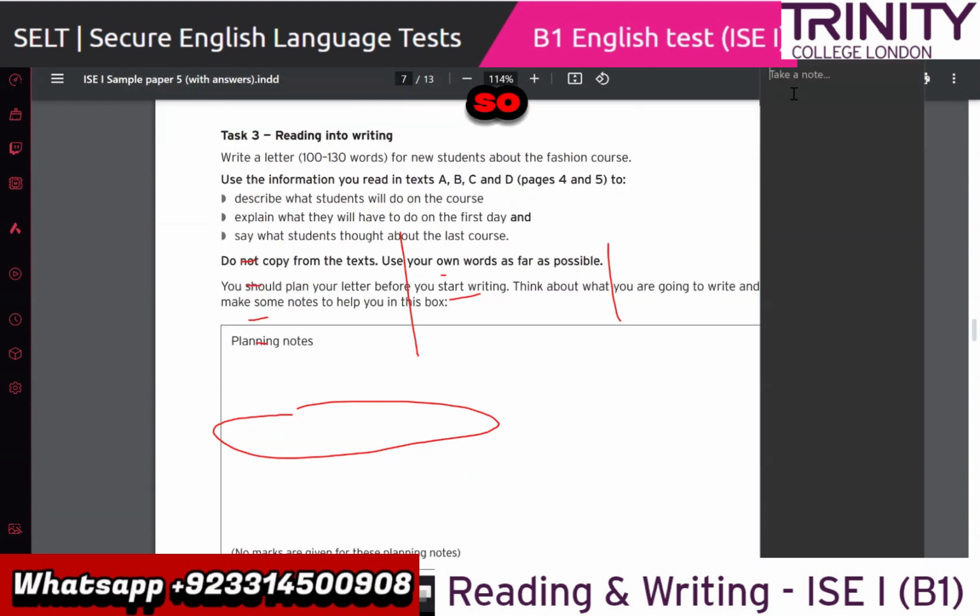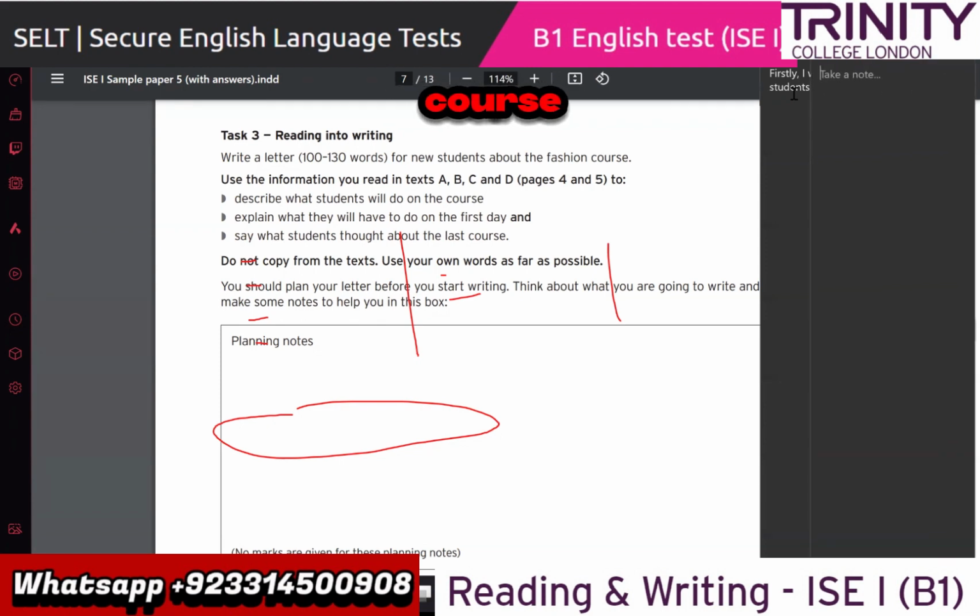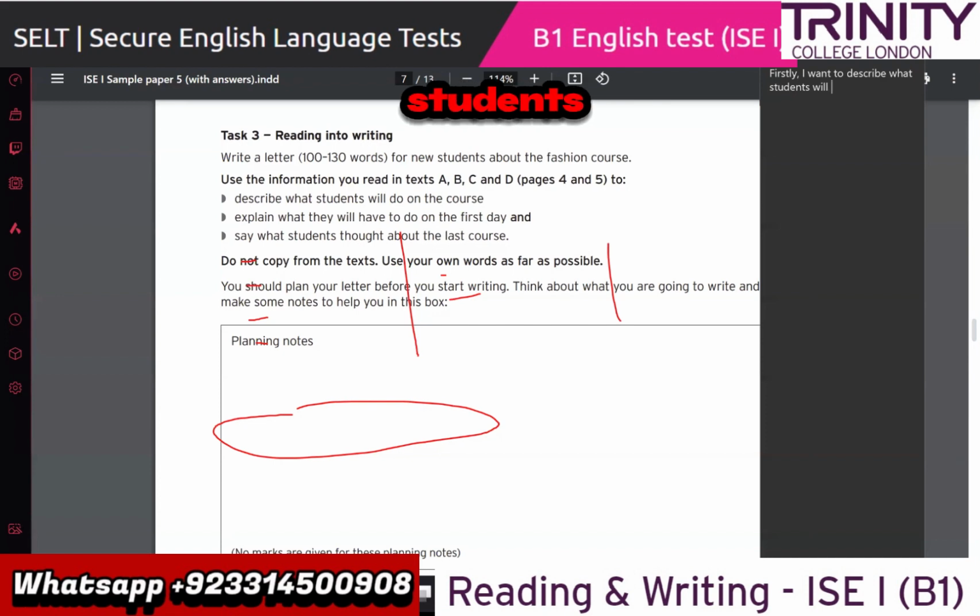All right. So, Muhammad, look, firstly, what would you write in here? Firstly, I want to describe what students will do on the course. Semicolon. And then we will find the information from the text.